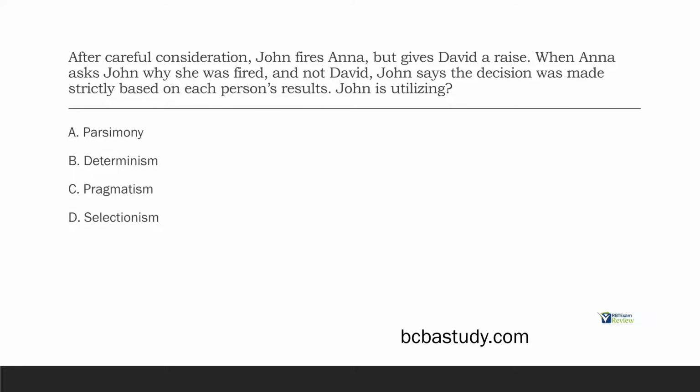What about determinism? Determinism says behavior is lawful and orderly, and it happens for a reason. Are we looking at John analyzing behavior here? No. He's just telling Anna this is why it happened based on these results. Okay. Anna might disagree and say, well, this isn't for a reason. Okay. This isn't lawful. This isn't orderly. Nothing indicates determinism here.